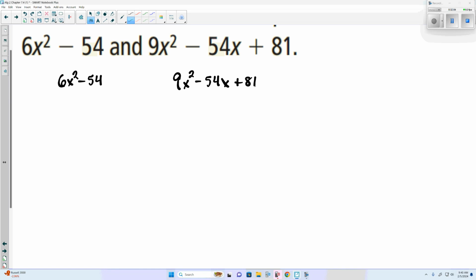We can do the one on the left or one on the right first. It's up to y'all, because we'll have to do both. Which one do we want to do first? Left. 6x squared minus 54. Is there a greatest common factor? 6. So we factor the 6 out of 6x squared and 54. We're left with x squared minus 9.